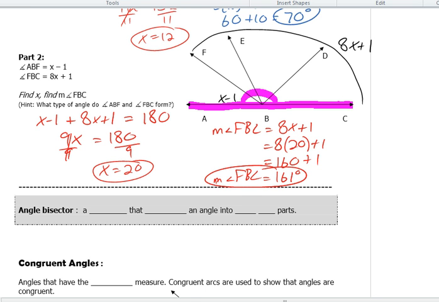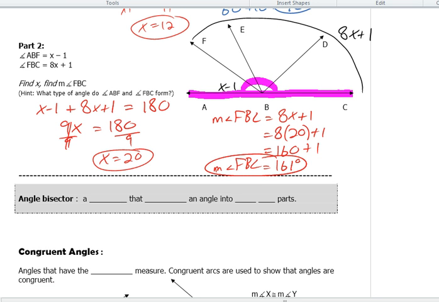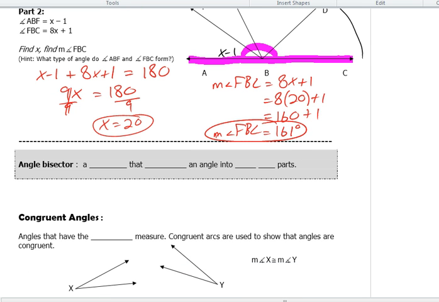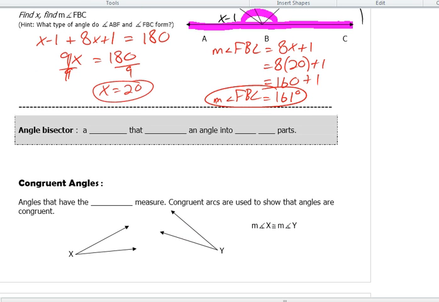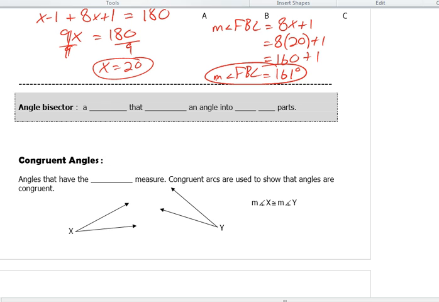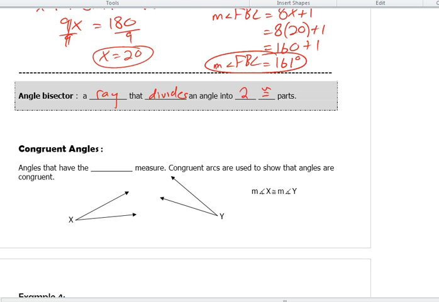An angle bisector, same idea. It's going to cut some of these angles into parts. Bi meaning two, sector, so it's two sections or two parts. So we'll say it is a ray that divides an angle into two congruent parts. You'll see that symbol a lot, so get used to seeing it. It just means instead of equal, it's congruent. It's essentially the same thing, just with geometry.